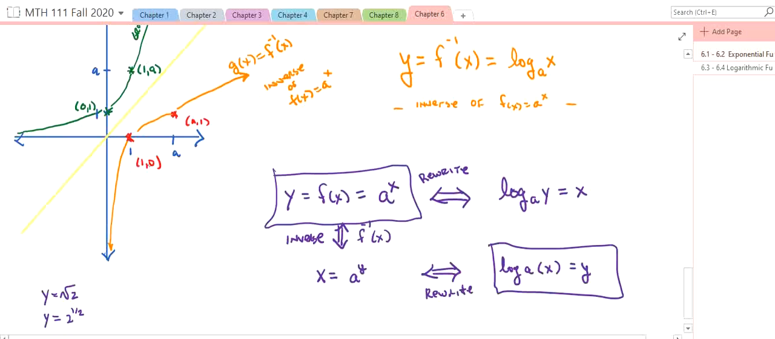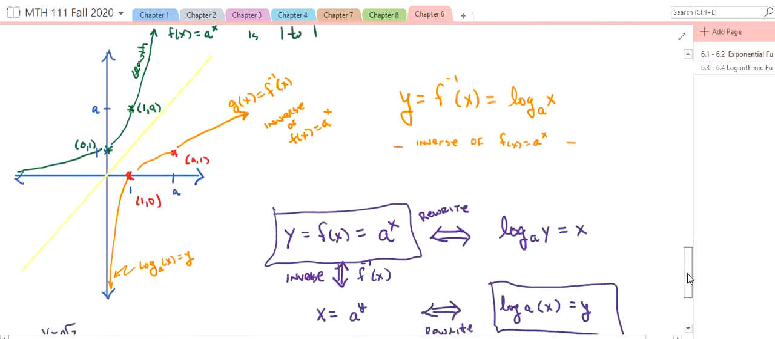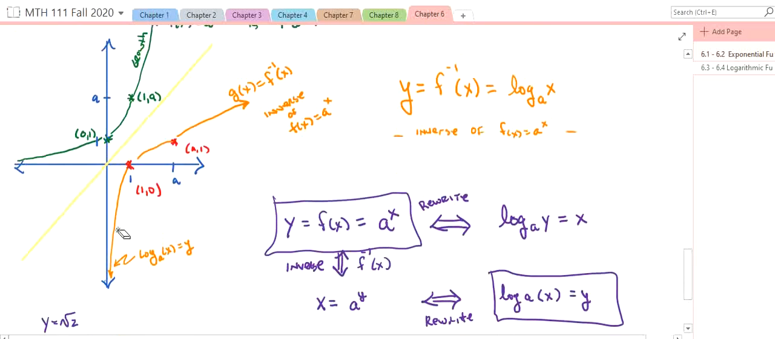I guess I should write that. Log base a of x. And I might as well write it as f of x, since I wrote the other one as f of x. They're just different functions of x.